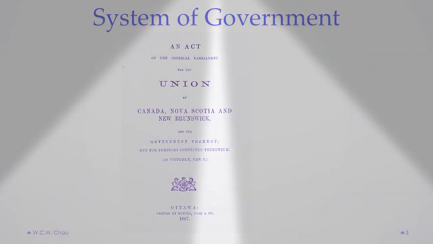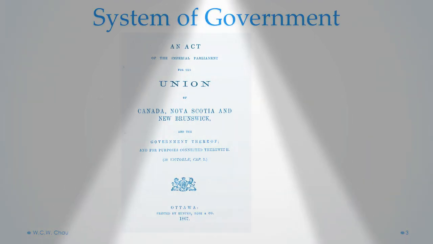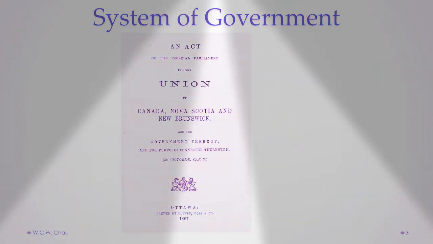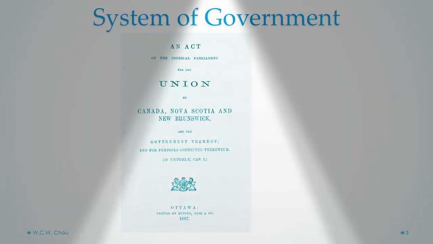Our system of government in Canada is created by our original Constitution, which was created back in 1867, and this is a picture of it here. It was an act of the Imperial Parliament. What that refers to is the British Parliament. So our original Constitution was a British law.